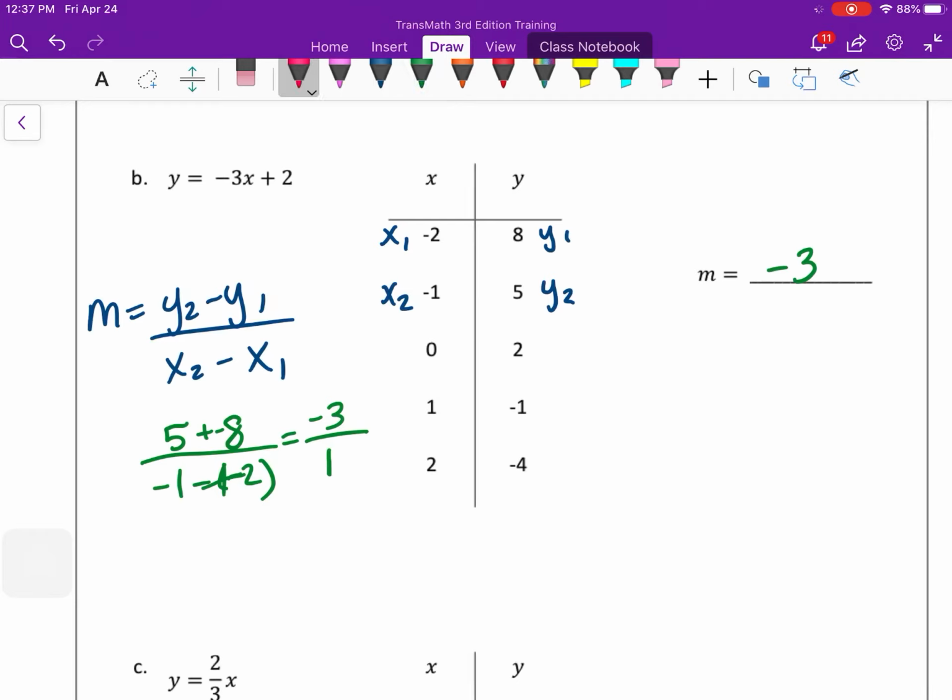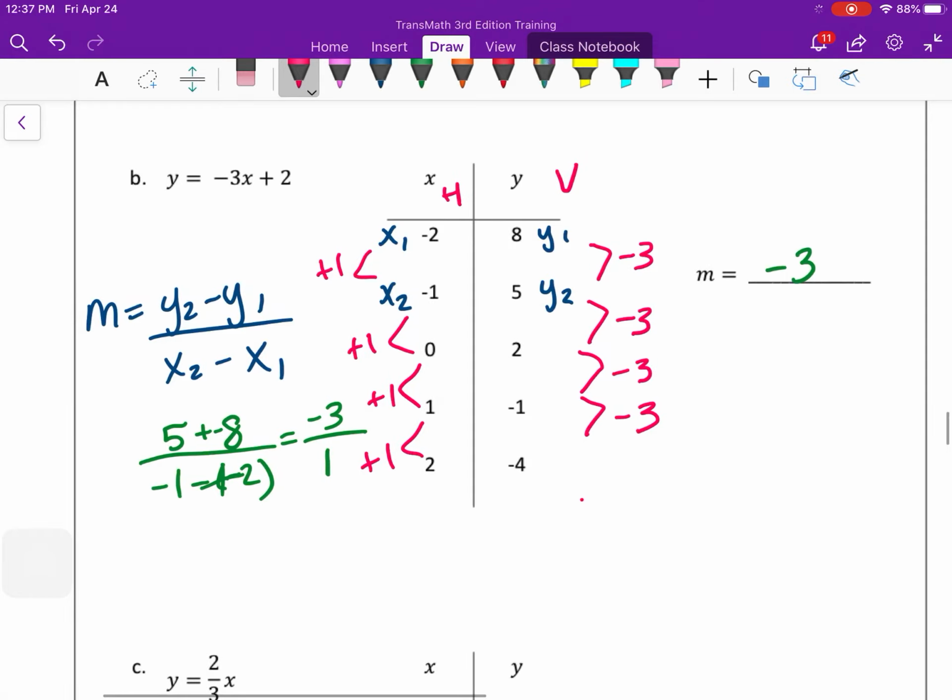You might notice the pattern in the table too. As you go from 8 to 5, that's minus 3. 5 to 2 is minus 3. 2 to negative 1 is minus 3, minus 3. Then over here, negative 2 to negative 1 is plus 1. Negative 1 to 0, you're adding 1. 0 to 1, adding 1. 1 to 2, adding 1. And then vertical change over horizontal change is negative 3 over 1. So that is another way to calculate the slope using that vertical over horizontal change.